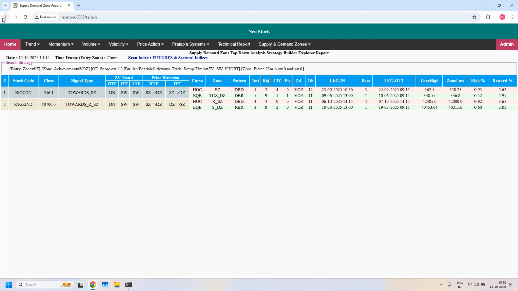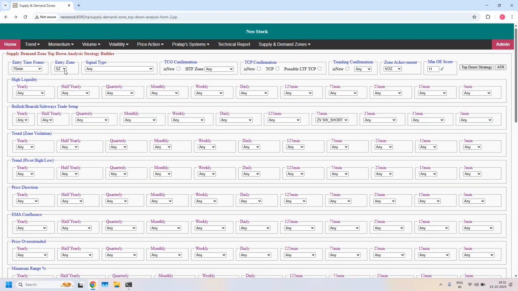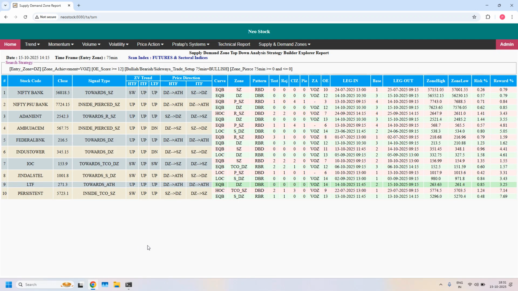Okay, next, bullish trade setup for weekly income trade. Entry zones are 75 minutes demand zones. Here bullish, minimum odd enhancers score 12. Let's filter. We got 10 stocks. And the entry time frame zones are 75 minutes demand zones. So a total of 10 75 minutes demand zones are filtered.